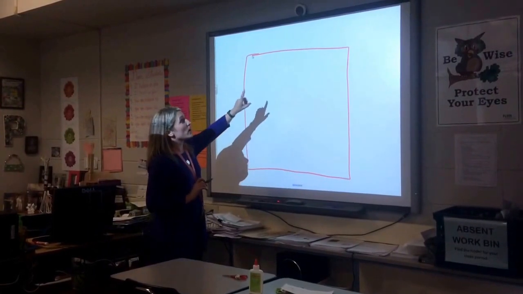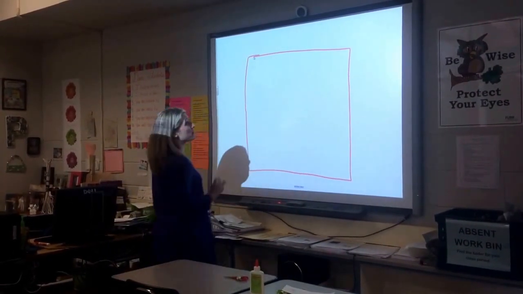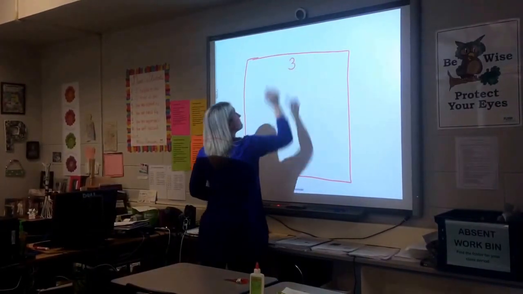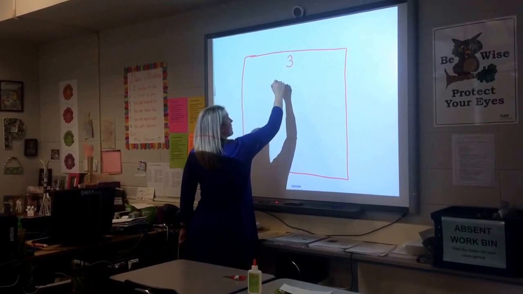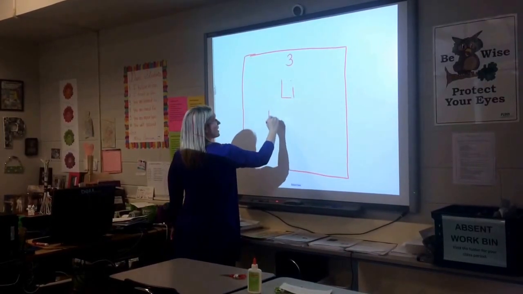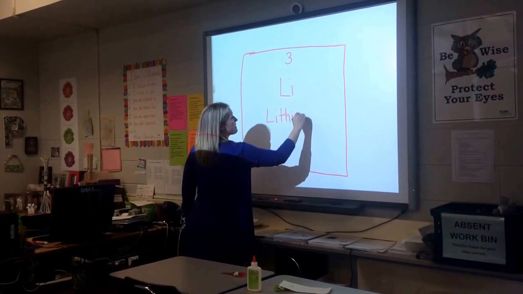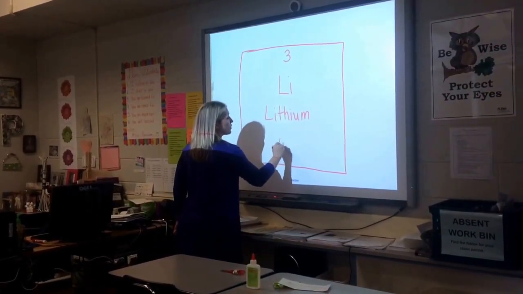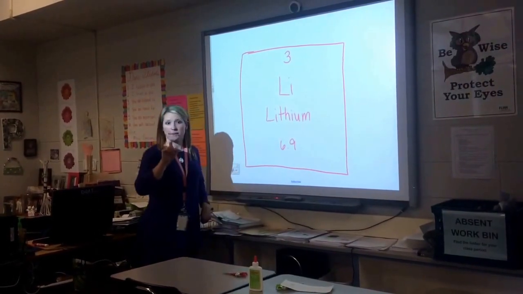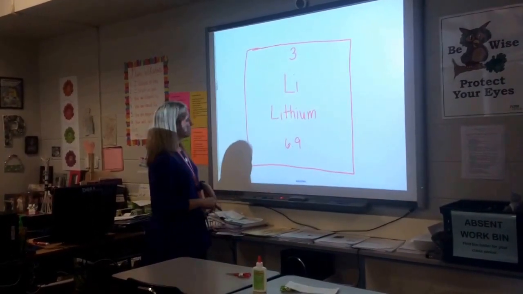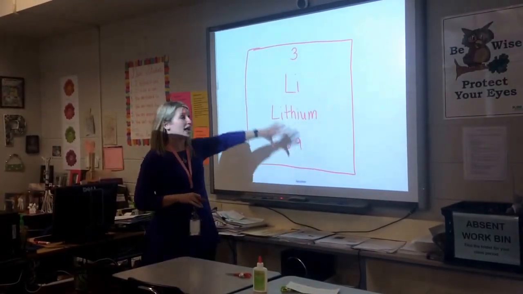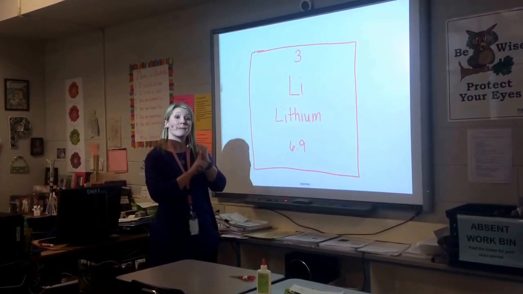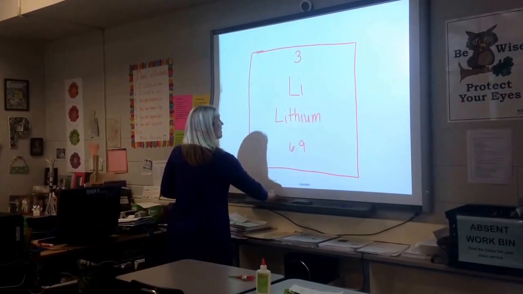Okay, so today we are going to take an element square from the periodic table, and we're going to learn different parts of it. So we're going to look at lithium. Lithium has the number 3 here. It's got a little symbol Li. It's got the name, which is lithium, and then it's got the atomic mass, that's 6.9. Okay, so we're going to learn how the squares on the periodic table can tell us a lot about that particular atom, how many protons, neutrons, and electrons we've got.